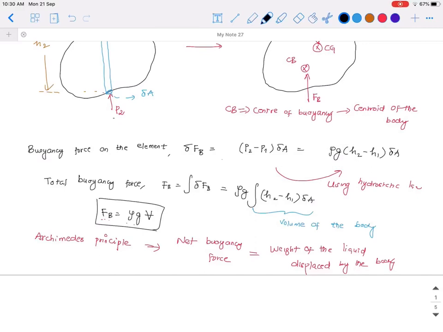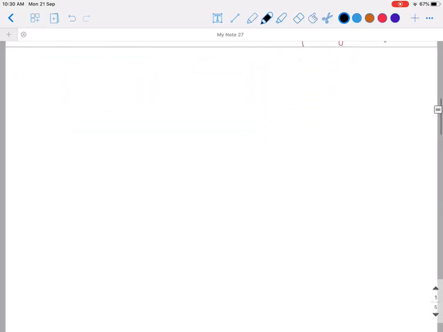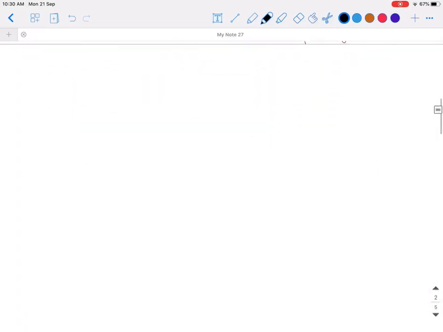As you know from your high school physics, if the buoyancy force is equal to the weight of the solid, then the body will float. If it is less, the body will sink. Now we have had a brief discussion about buoyancy. Let us move on to stability of submerged bodies.